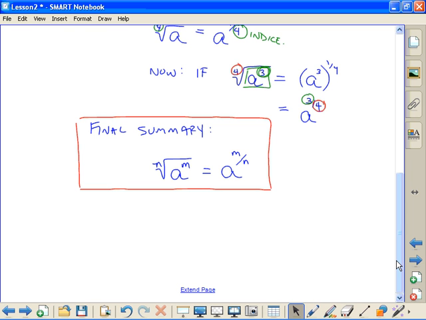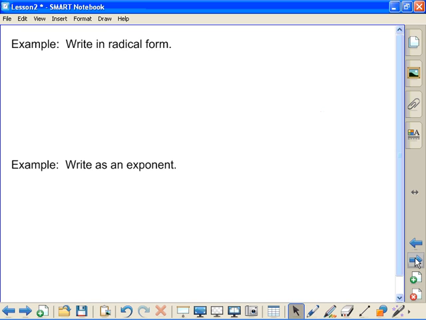All right. So, write in radical form. What's basically happening, I'm just going to give us a couple of exponents. So for example, 2 to the 5 halves.